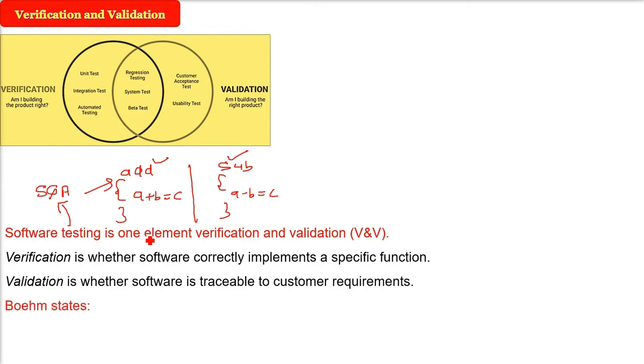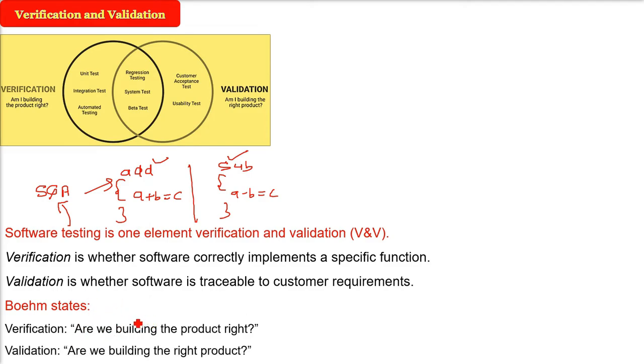They would want multiplication. So Boehm states that verification is: are we building the product right? That is, have we done enough work that the functions are working properly? Validation means: are we building the right product? That is, whatever the user wants, are we making it for him?